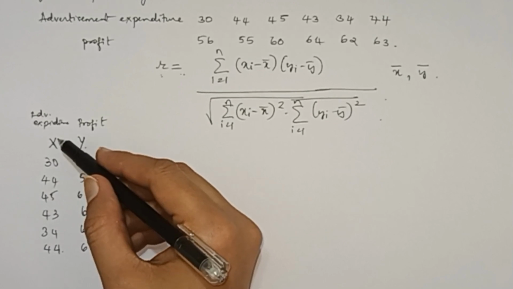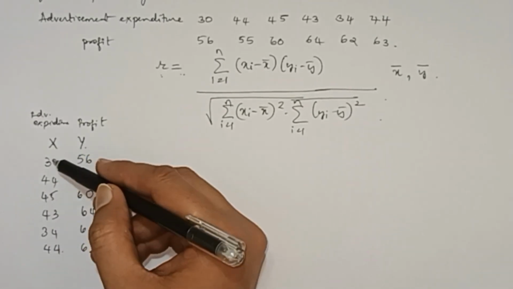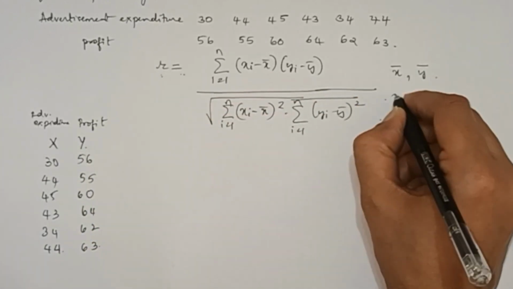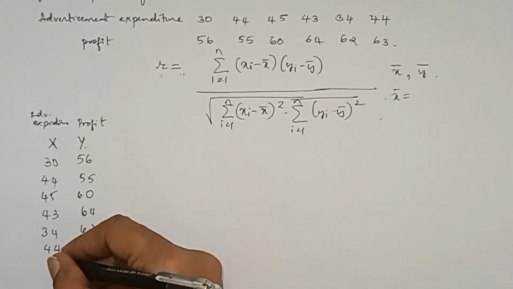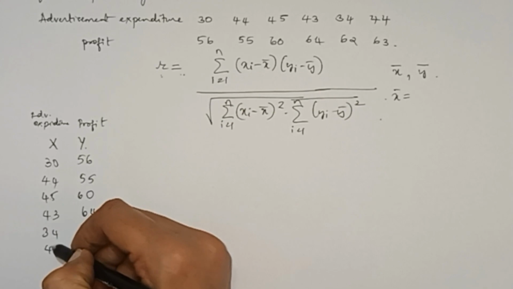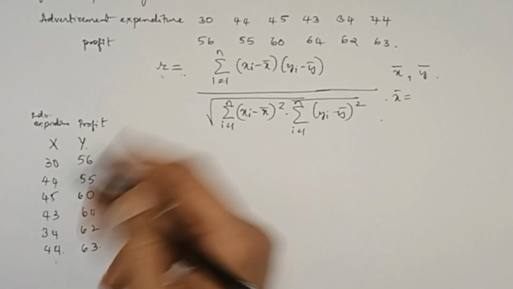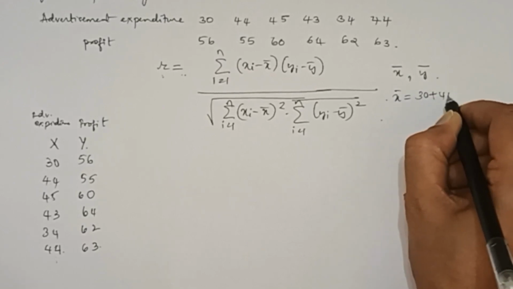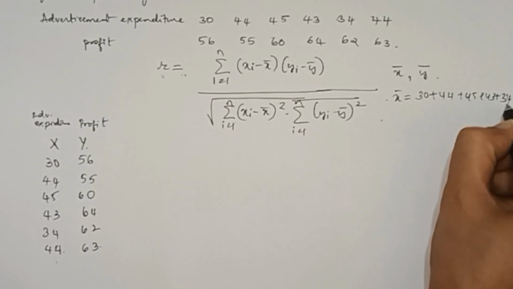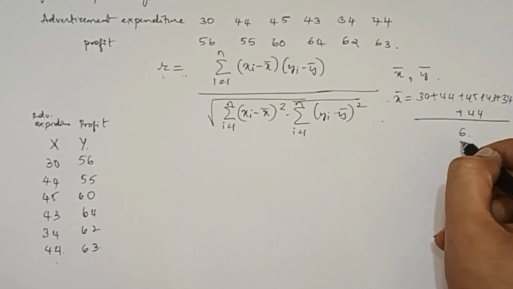Now the first series data is discrete data, because single data points are given here. So how to find the mean of the discrete data? Sum of observations divided by total number of observations. That is, we have to add all these and divide by 6. There are 6 observations. So here 30 plus 44 plus 45 plus 43 plus 34 plus 44, whole divided by 6.